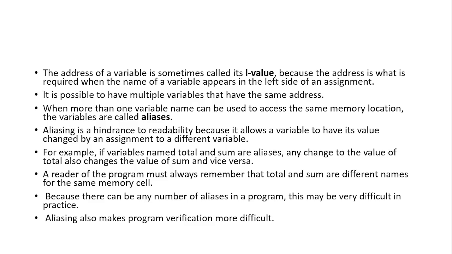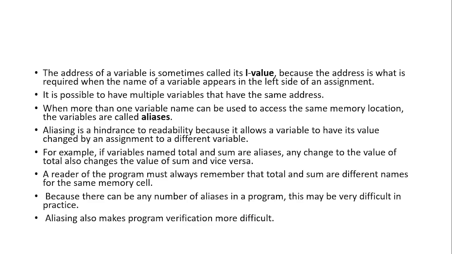So the address of a variable is sometimes called its L value, because the address is what is required when the name of a variable appears in the left side of an assignment. And it is possible to have multiple variables that have the same address. When more than one variable name can be used to access the same memory location, the variables are called aliases. Aliasing is a hindrance to readability, because it allows a variable to have its value changed by an assignment to a different variable.